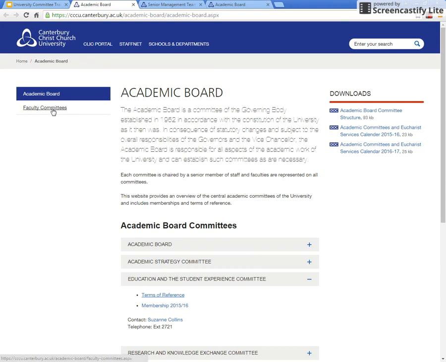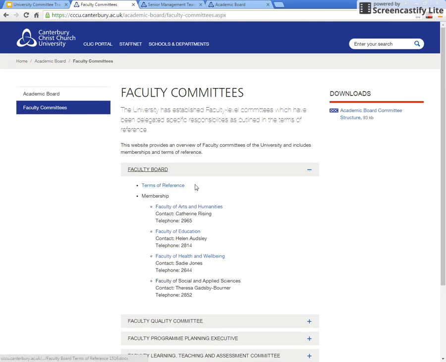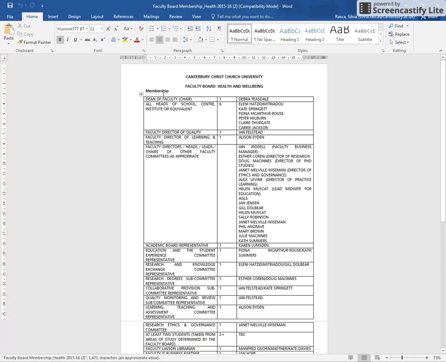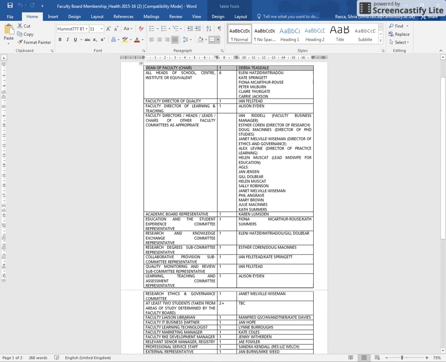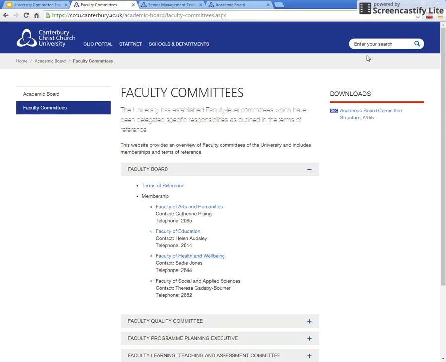And of course, if you sit on a faculty committee, then these can be found here as well as terms of reference for all the boards, as well as the membership. So let's say you sit on the Faculty of Health and Wellbeing, you will see exactly who the chair is and who from the university, both academics and professional services staff, sits on that group alongside you.